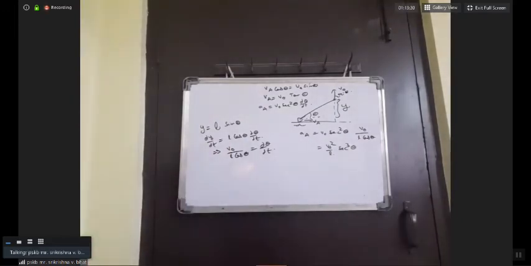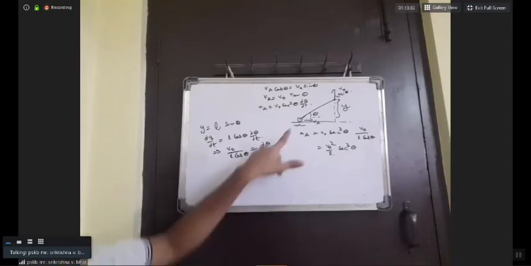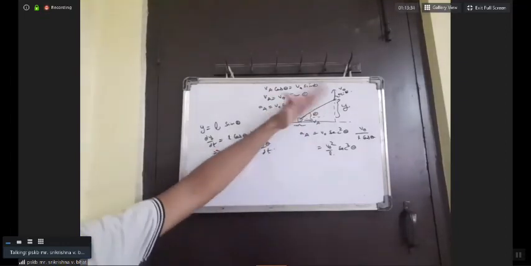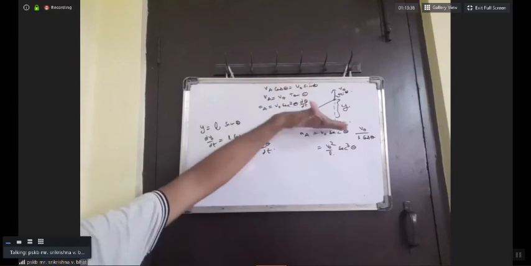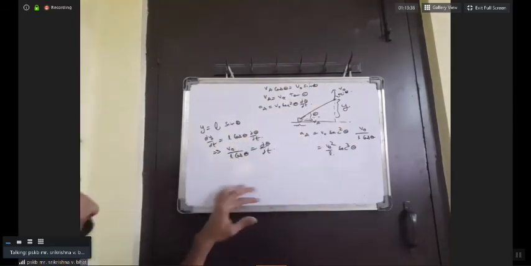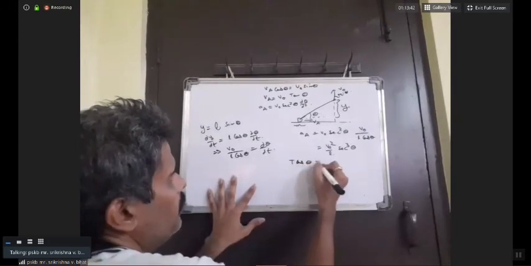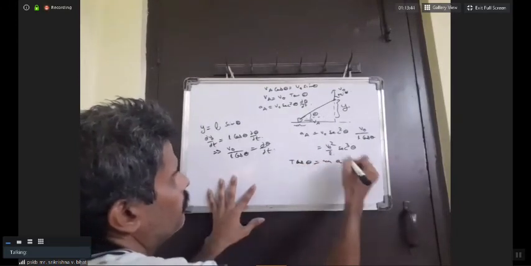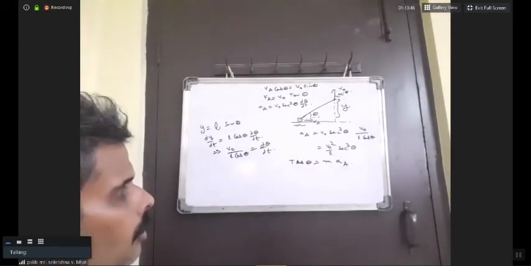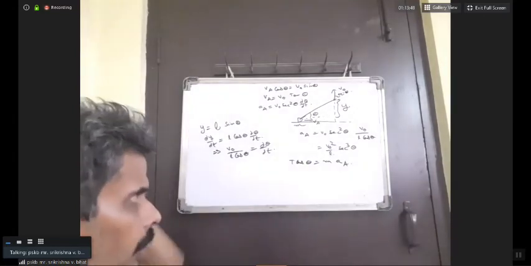Okay, next we will write one force equation for this mass. Tension's horizontal component will be responsible for acceleration. Tension's horizontal component is T cos theta. So T cos theta should be equal to M into A.